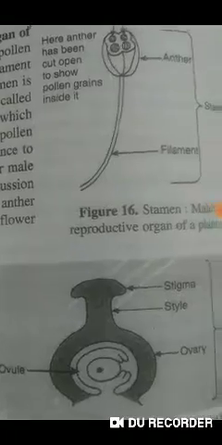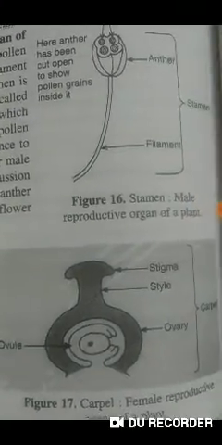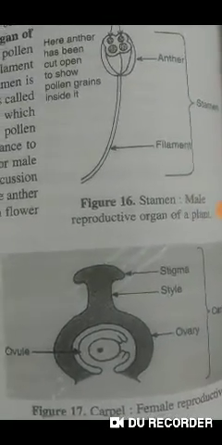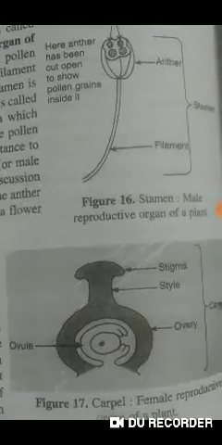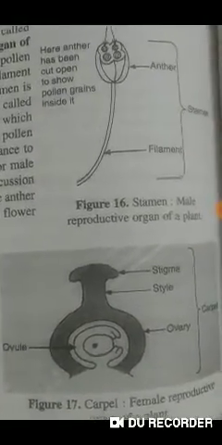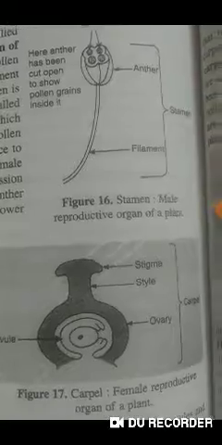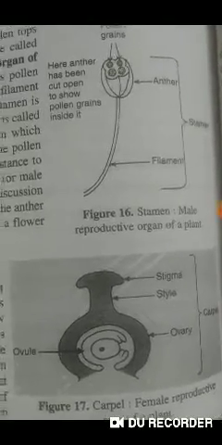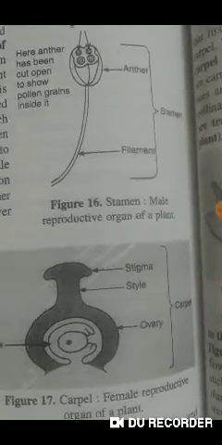The second process is fertilization. After pollen grains fall on the stigma, the next step is fertilization, and it occurs when the male gamete present in the pollen grain joins with the female gamete present in the ovule.